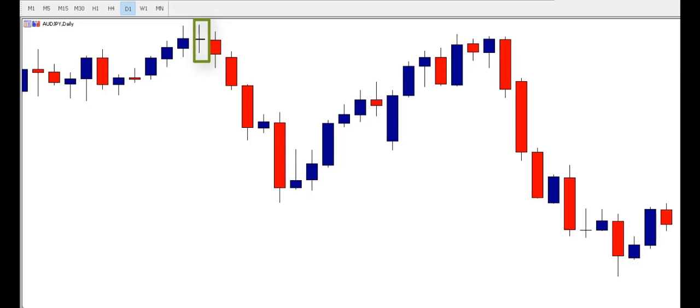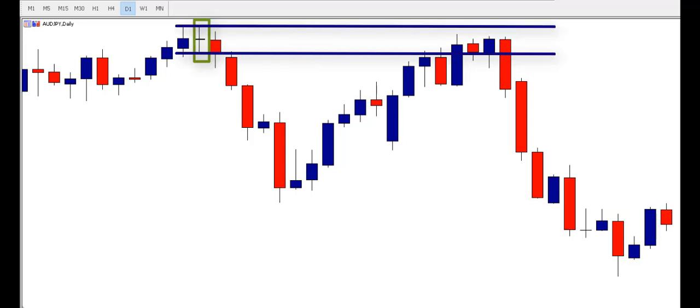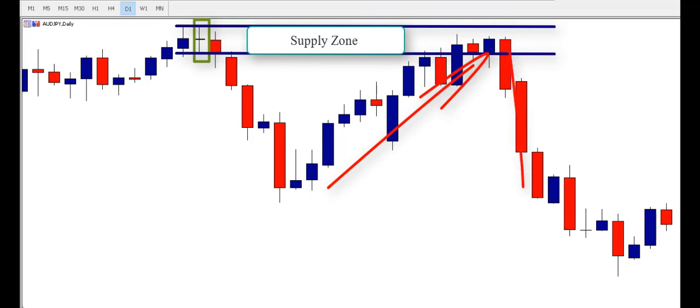To draw the supply zone, we do the same thing we did previously. We draw the proximal line that covers the lower shadows of the basing candle and the distal line at the upper shadows. So here we are. This is a nice supply zone. As you can see, when the market returned to test the zone, the market went down strongly.